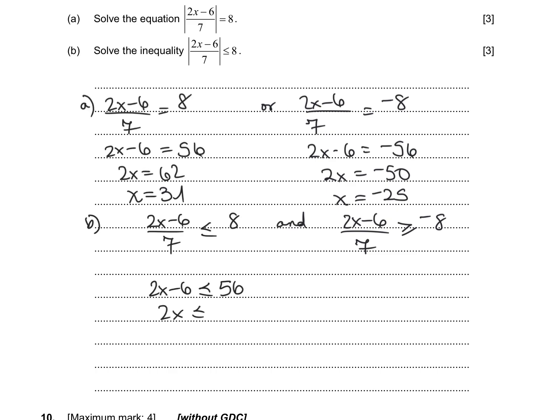Adding 6 is 62, so x is less than or equal to 31. Same thing here, multiply by 7 is −56. Add 6, and then divide by 2.